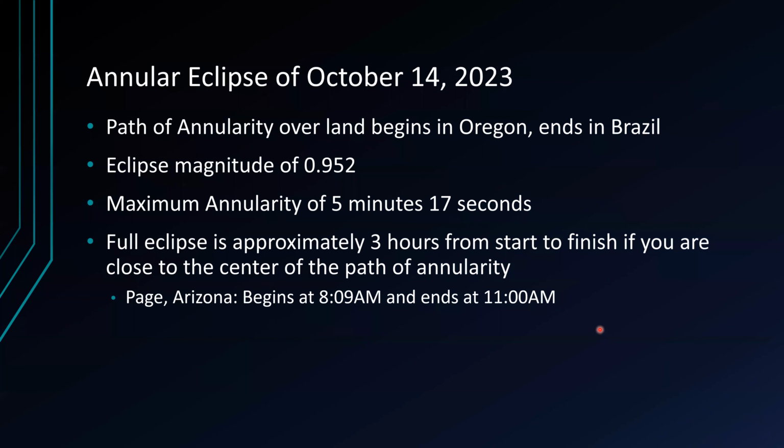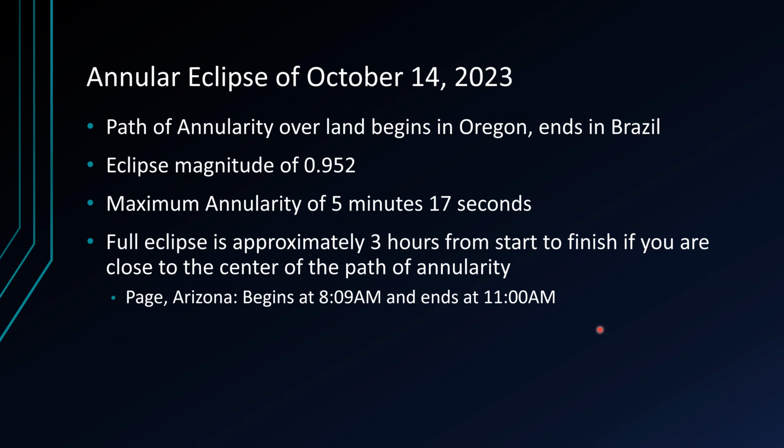As I mentioned earlier, it has an eclipse magnitude of 0.952, which again means 95% of the sun will be eclipsed. And the maximum period of annularity during this solar eclipse is about 5 minutes and 17 seconds. No place in North America will see the maximum annularity. We'll get pretty close. We'll be off by about 20 to 30 seconds short of the maximum. Again, just because that's how orbits work. We're coming at the edge of an ellipse.